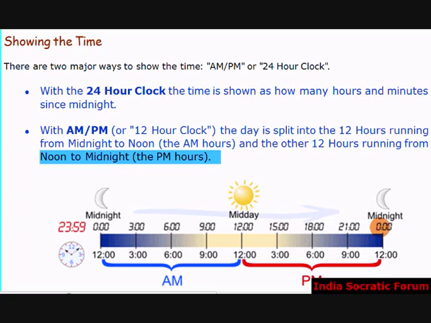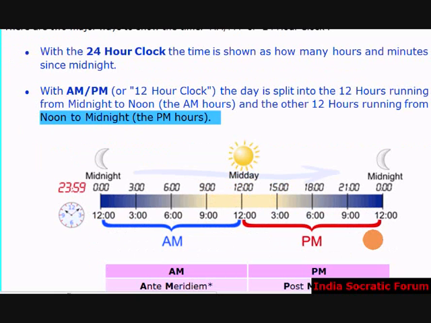Then midnight we call it 0 hours, 00. This we call 12 AM. This one we call 12 PM. 12 midnight. Here is midnight. Once again this 12 is connected here. Okay, is it clear?